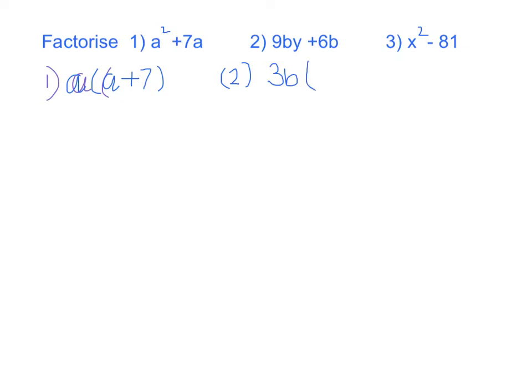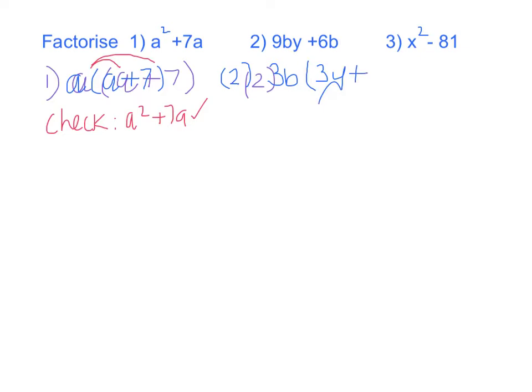And when I'm working out what goes inside the bracket, I'm saying 3B times what gives me 9BY. Think of the numbers first. 3 times what gives me 9? It's going to be 3. Well, I've already got my B, so 3B times 3 would be 9B. I've also got to multiply by Y, so it's 3Y.